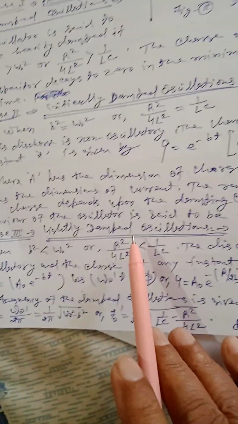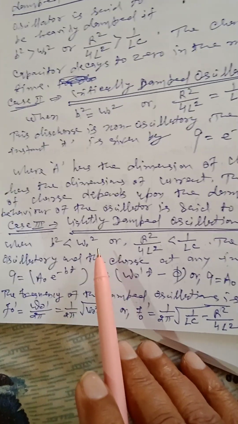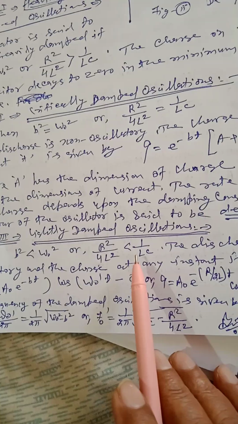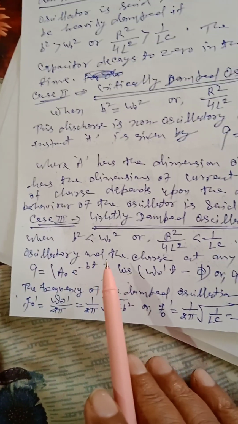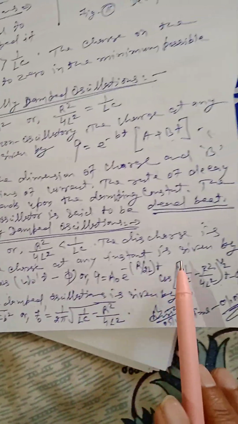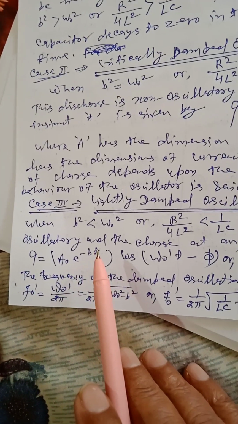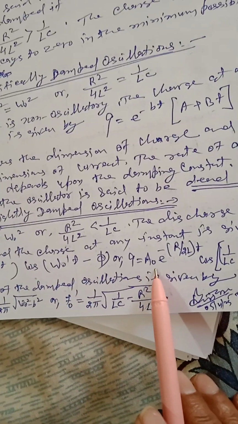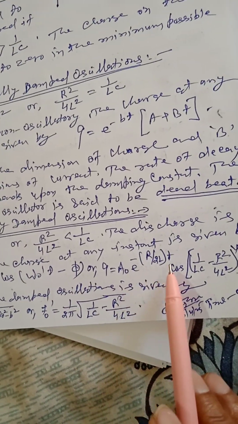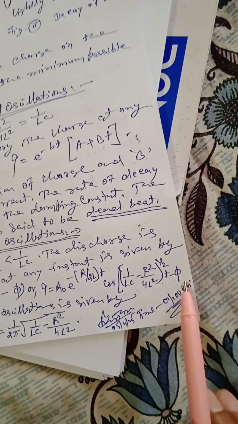Case third, lightly damped oscillations, when b square is less than omega naught square, or R square by 4L square is less than 1 by LC. The discharge is oscillatory and the charge at any instant is given by q is equal to a naught e to the power minus bt cos omega naught dash t minus phi, or q is equal to a naught e to the power minus R by 2L t cos of (1 by LC minus R square by 4L square) to the power half t minus phi.